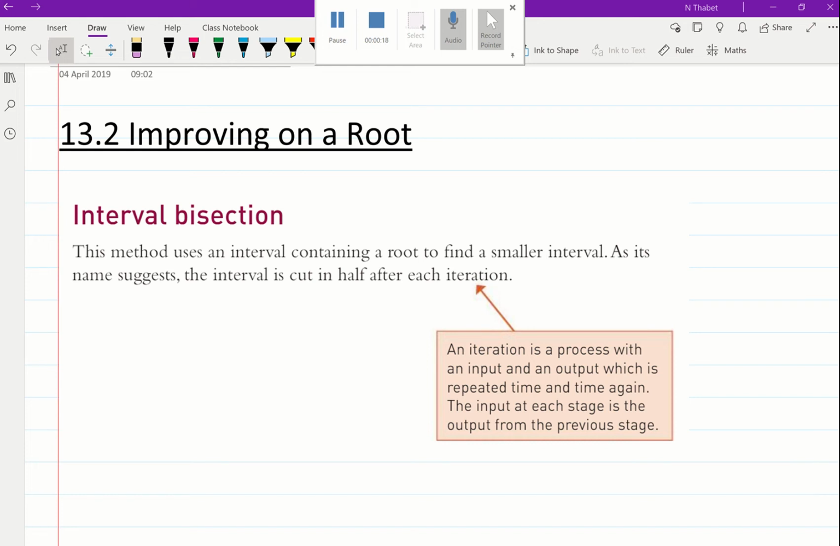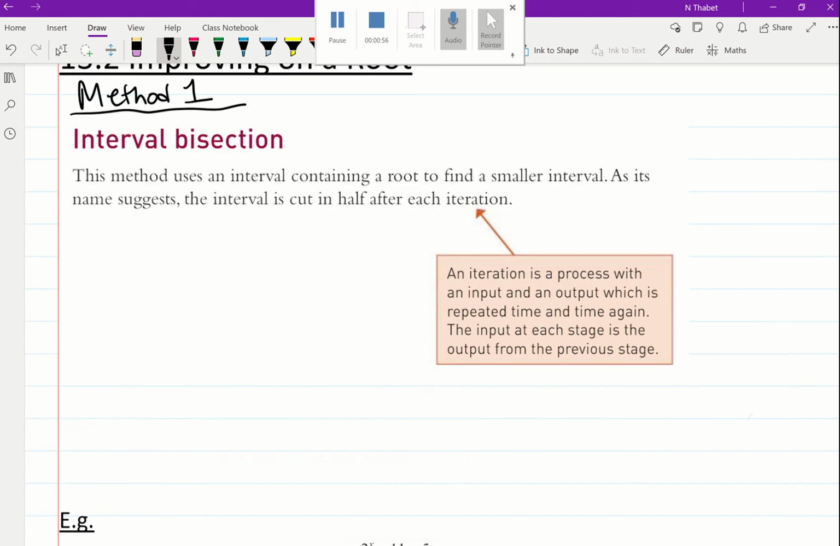The first method, I'm going to call this method 1, is called interval bisection. This method uses an interval containing a root, so they give you the interval to find a smaller interval. As its name suggests, the interval is cut in half, hence the bisection, after each iteration. An iteration is a process with an input and an output, which is repeated time and time again. The input at each stage is the output from the previous stage.